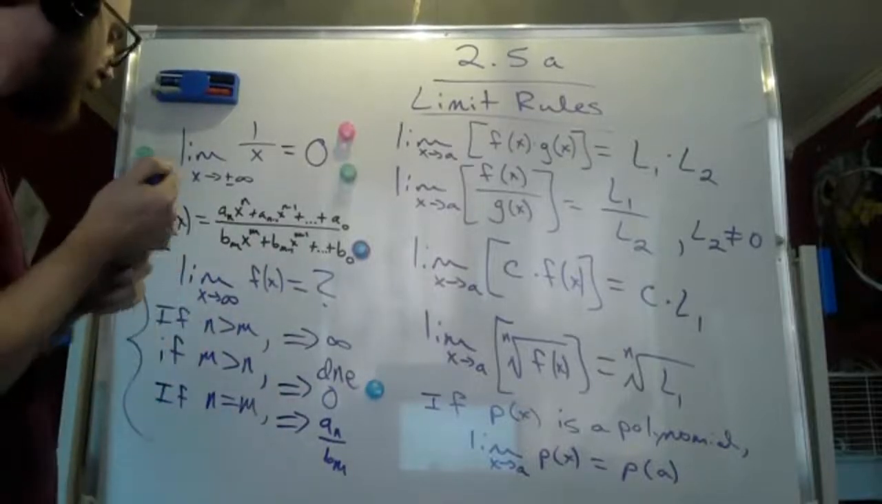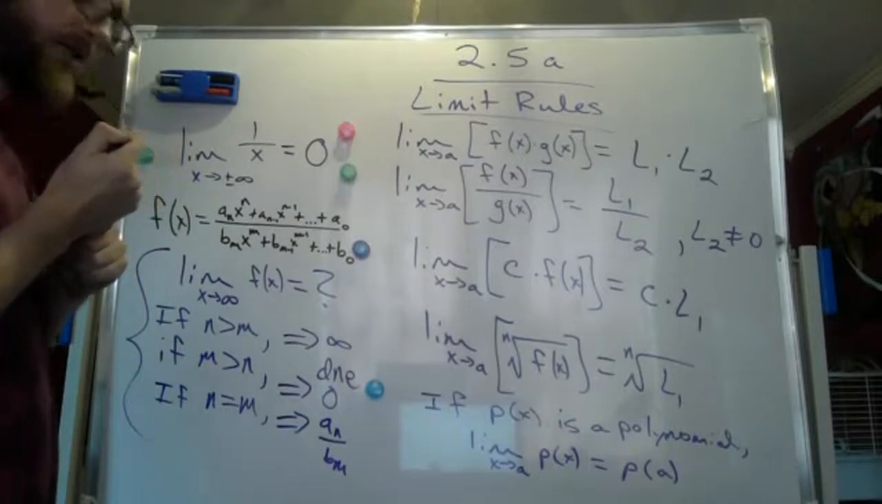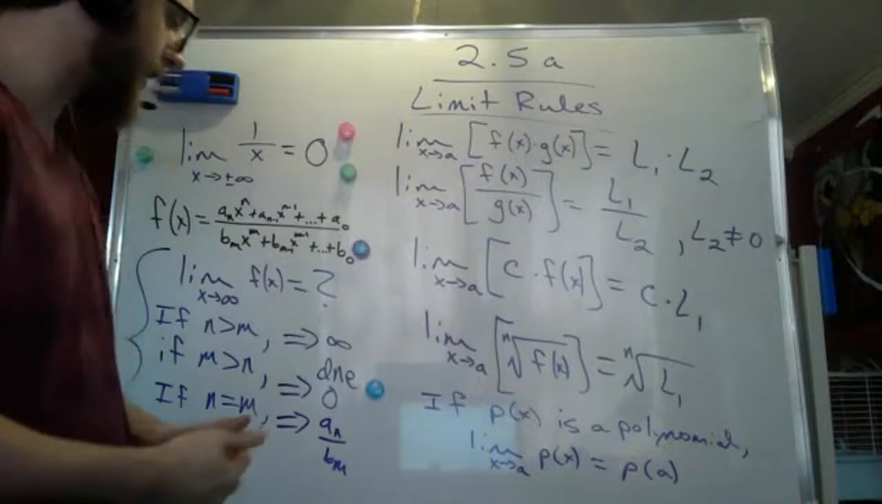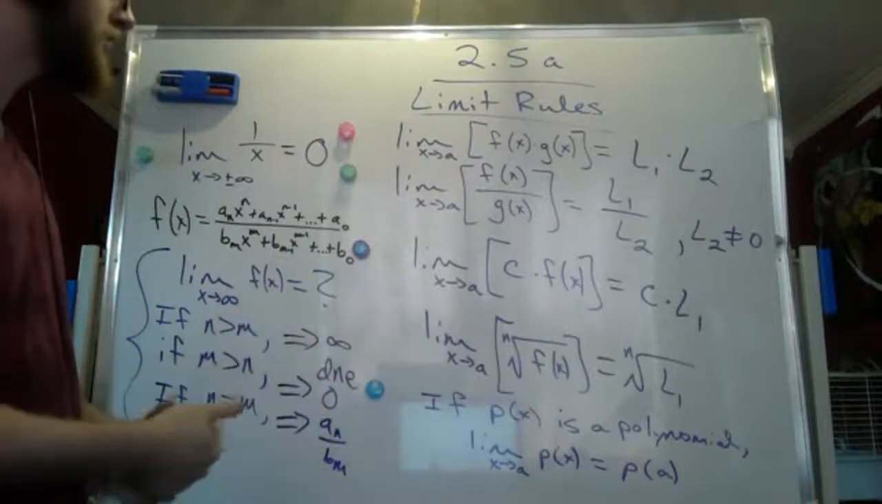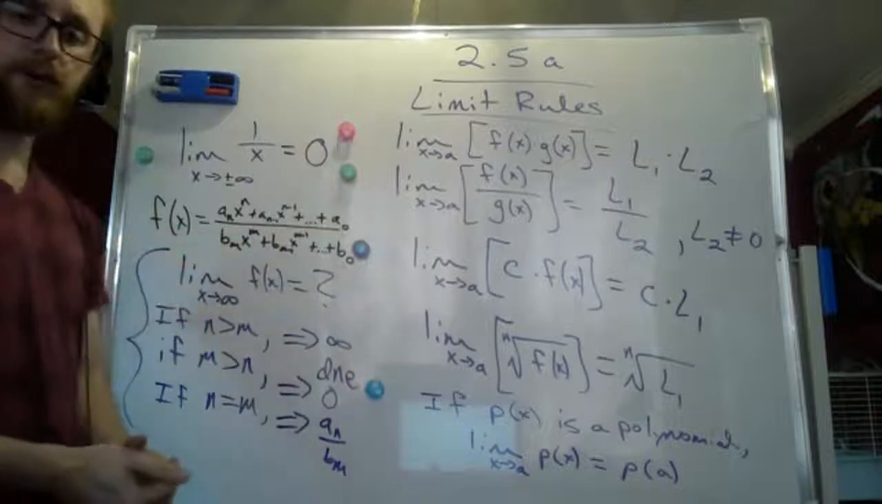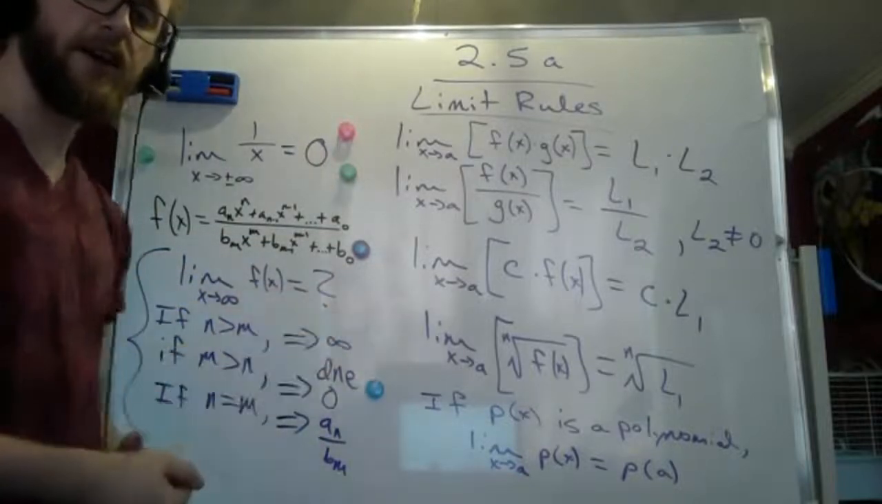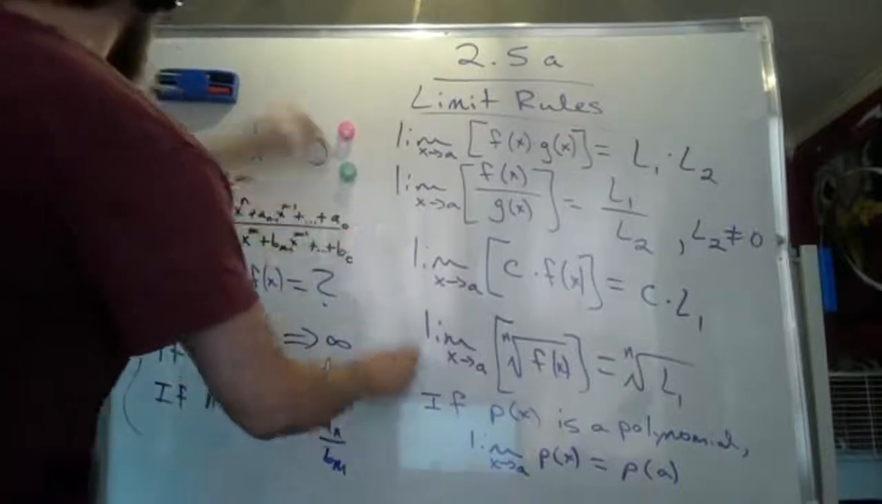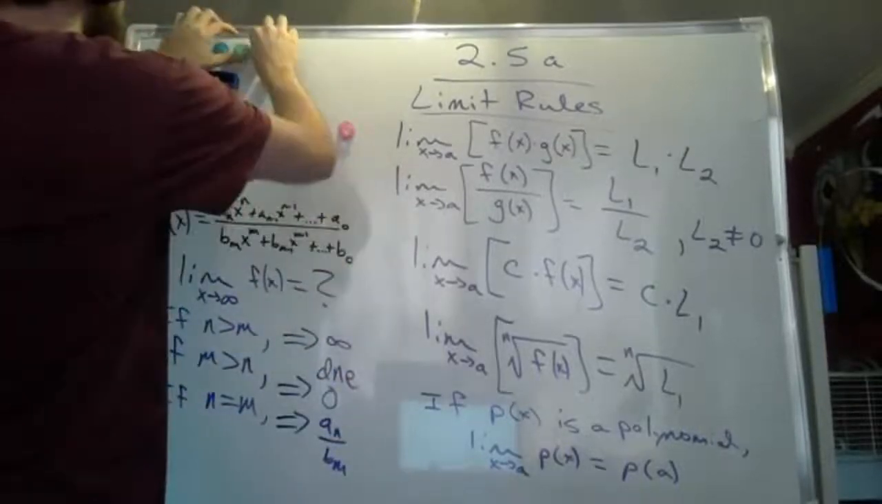All right, so there we go. That covers the vocab I wanted to cover for 2.5a. So now let's talk about some examples that are using these rules we've discussed here, so that you can actually see how they work out. So let's give it a go. All right, so let me clear the board again.